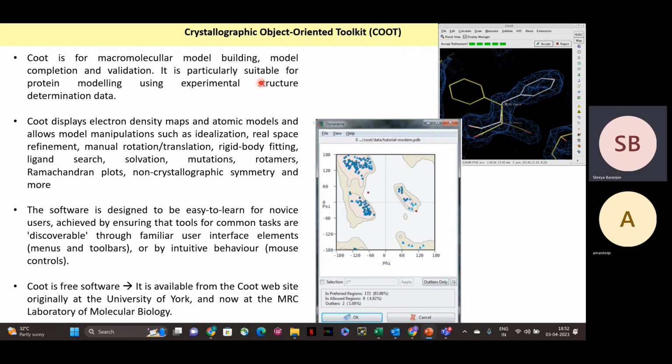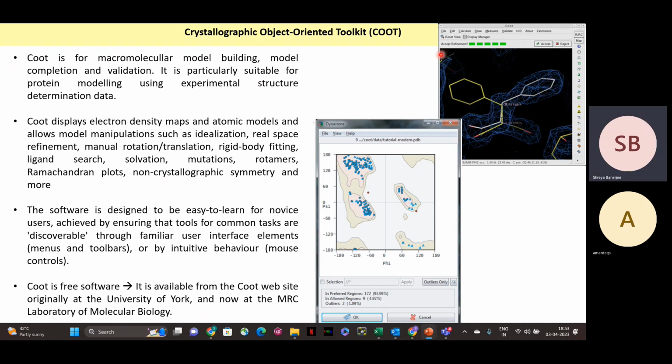So now we will learn about one of the molecular visualization softwares that is called COOT, or Crystallographic Object-Oriented Toolkit. COOT is for macromolecular model building, model completion, and validation. It is particularly suitable for protein modeling using experimental structure determination data. So COOT displays electron density maps and atomic models and allows model manipulations.